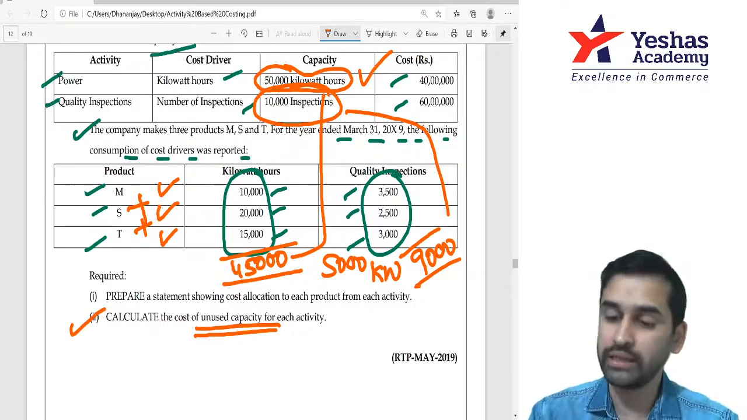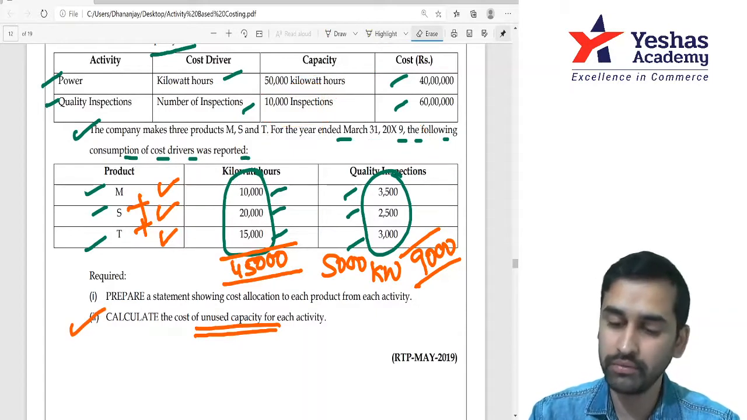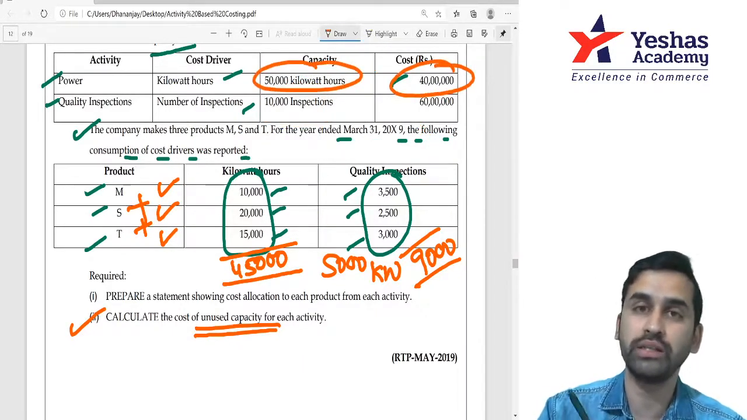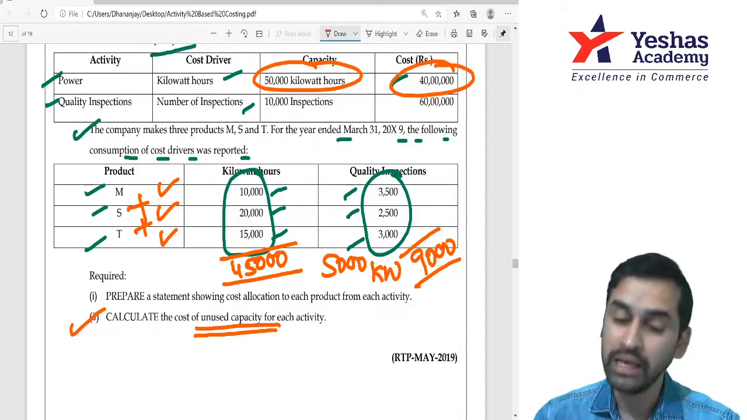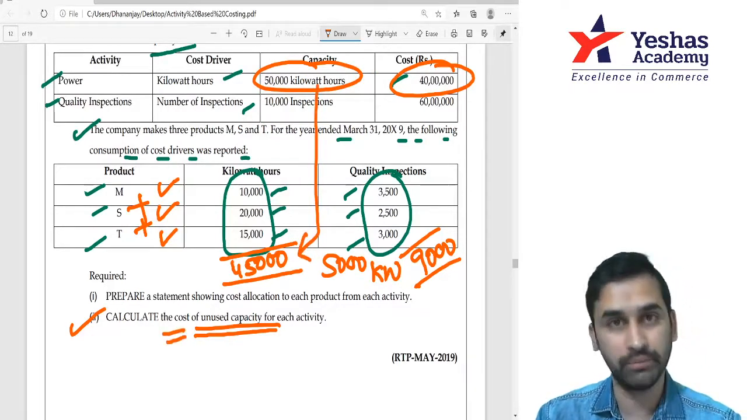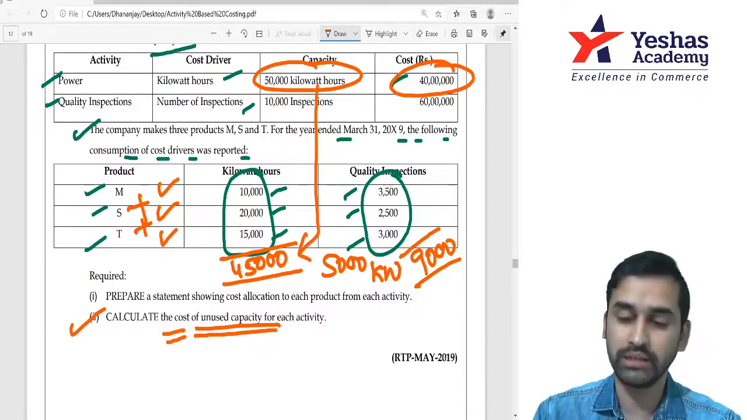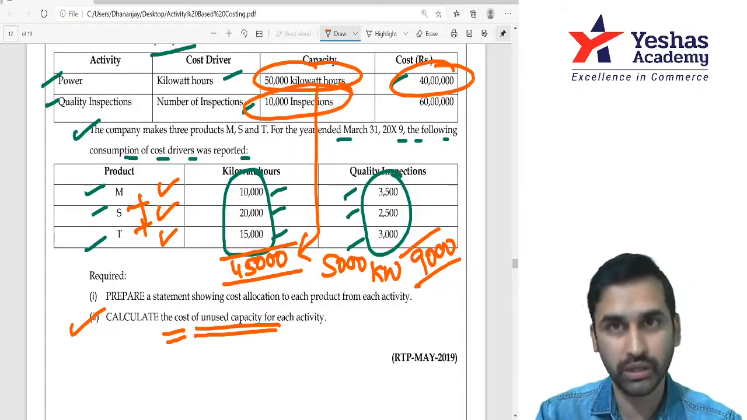When you do your calculation, it will be based on budgeted capacity only. That means you will do 40 lakh by 50,000 only, because costing is all estimation, and estimation is based on your budgeted capacity. Actually you are consuming less, that means there is some unused capacity, correct? This is your actuals and this is your budget. All estimations are based on budgeted factors only, correct?